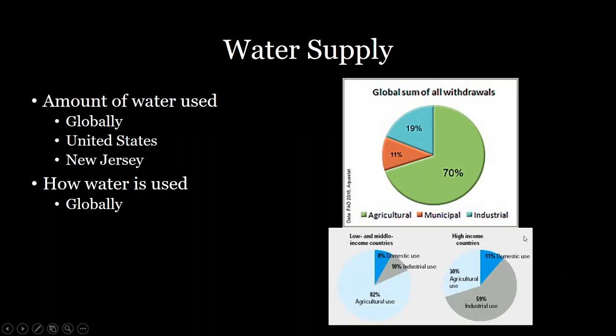But those percentages are very different depending on if it's a low and middle income country versus a high income country. We see that more water use goes to agriculture for low income countries, whereas there's drastically more water used for industrial purposes for high-income countries that generally have less agricultural production.